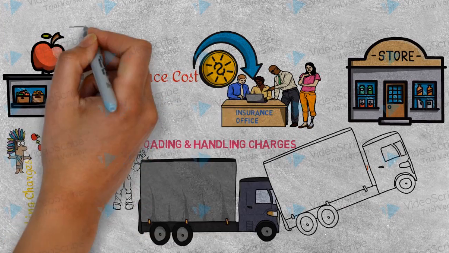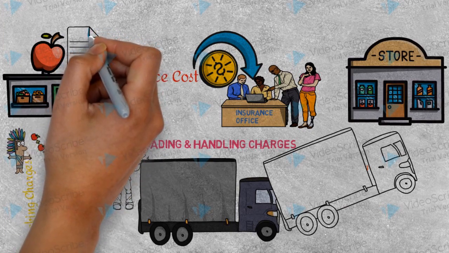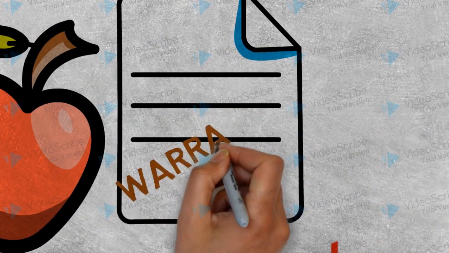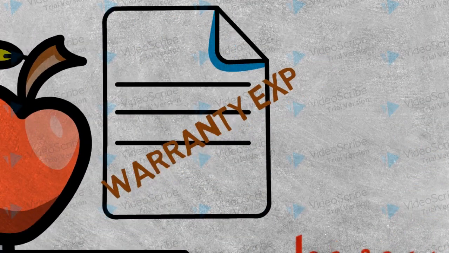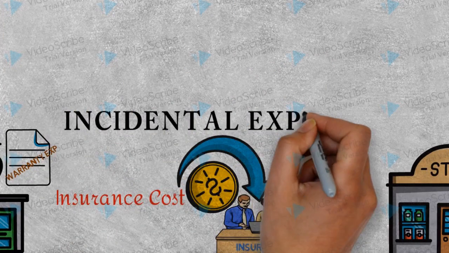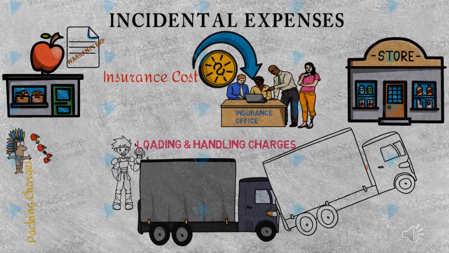The Kashmiri firm is so confident about the quality of its grown apples that it offers a special kind of warranty to the Amritsari store and charges towards warranty expenses. These expenses shall be added as incidental expenses to ascertain the value of taxable supply.